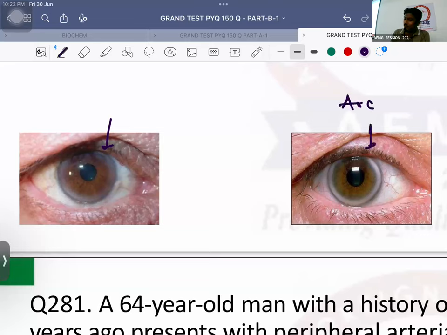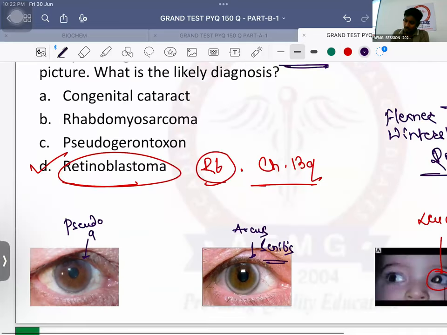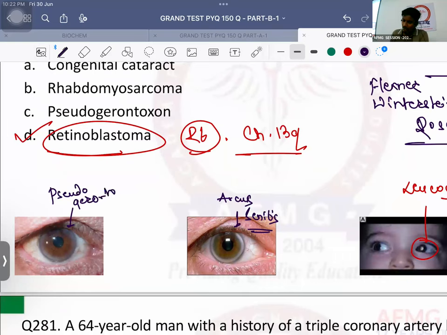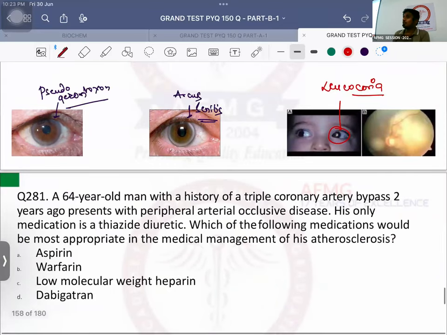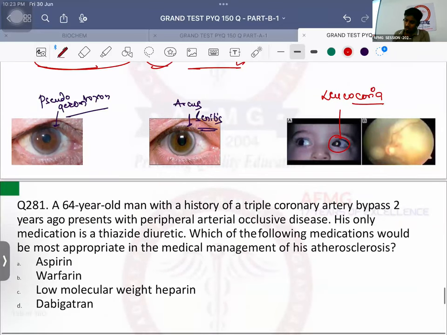This is a case of arcus senilis. That means with age, definitely there is lipid deposition around the limbus. But this is a case of pseudogerontoxon. That is a false arcus senilis, you can see. It is due to deposition of debris. No issues with this. Treatment for retinoblastoma should be enucleation.